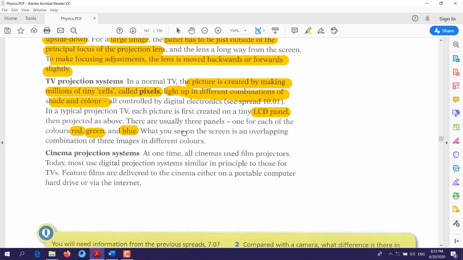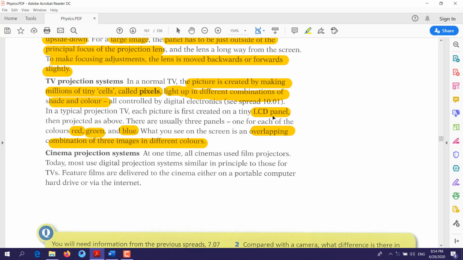What you see on the screen is an overlapping combination of the three images in different colors. So these three colors of LCD panel will light up in a specific combination. Then this lighting up, or this combination, shows the image. Then this image will be shown on the pixels of the screen.